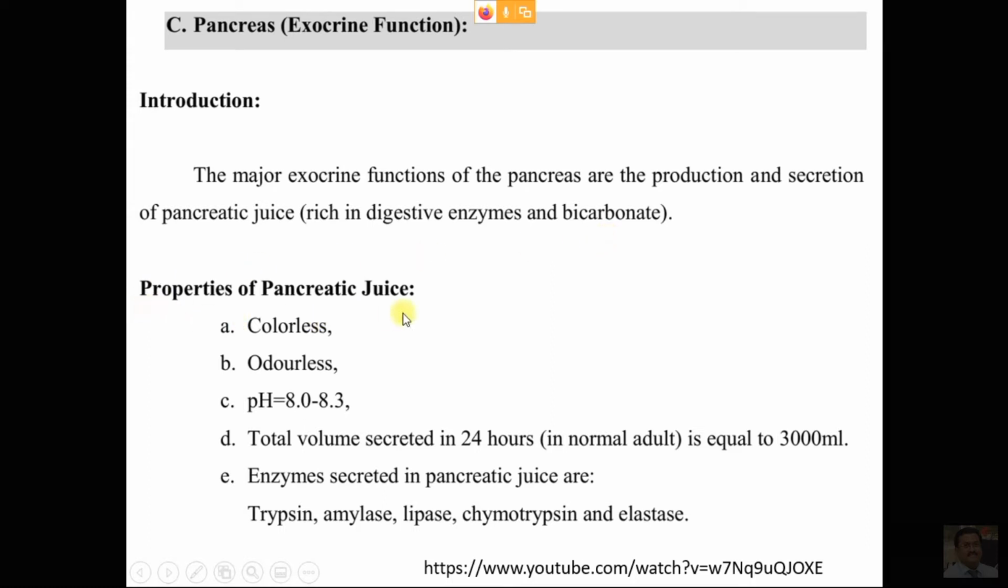And next one is the properties of pancreatic juice. That is colorless and odorless, and the pH is 8 to 8.3.